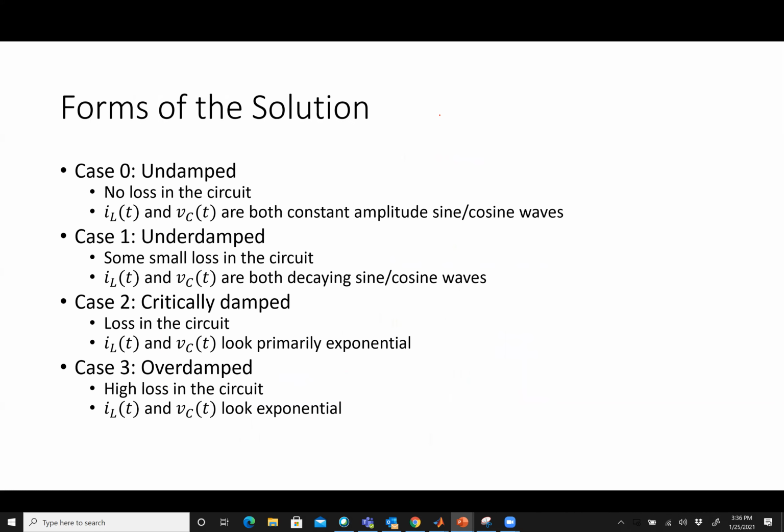Essentially the way I look at this is, I start from case 0 to case 3. As I go from undamped to overdamped, what increases is my loss. And I go from essentially a pure sine wave to a decaying sine wave to essentially what amounts to just an exponential. That's the way that I think about these things.